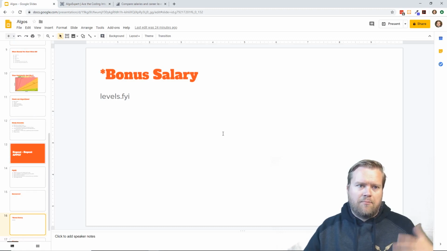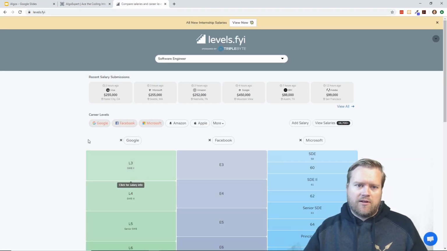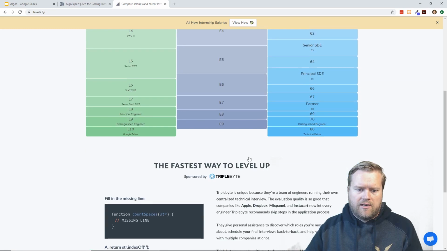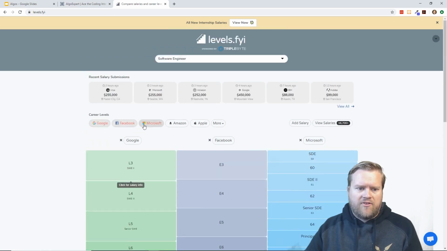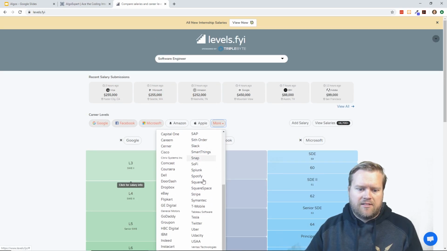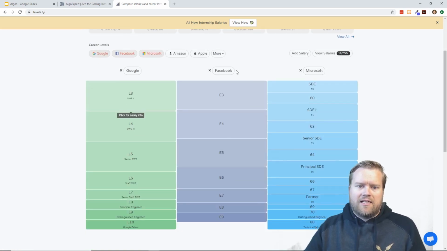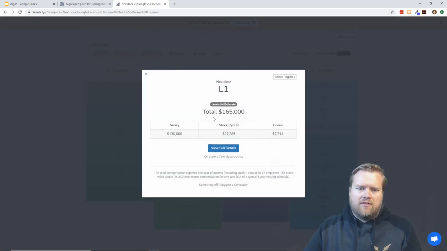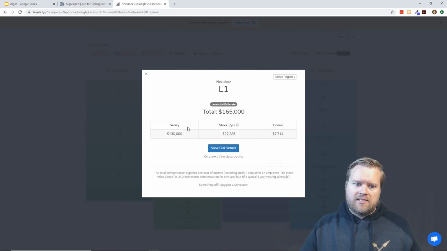And one more, a bonus: salary information. There's a really cool website called levels.fyi. If you are applying for Microsoft or Google, they have a ton of different sites here. You can see Google, Facebook, Microsoft, Amazon, but they have tons more, like Stripe, Snap and SoFi. You can click on one and get salary information, get an idea of what the median salary is, how much the stock options are, and your total bonus.